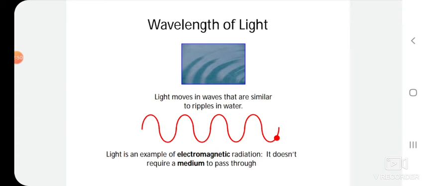In a transverse wave, the vibration or oscillation of the particle is perpendicular to the direction of propagation. That's why a transverse wave does not require any medium to move from one place to another. But in the case of a longitudinal wave, it requires a medium because it vibrates or oscillates parallel to the direction of propagation. That's why light does not require a medium to pass from one place to another.